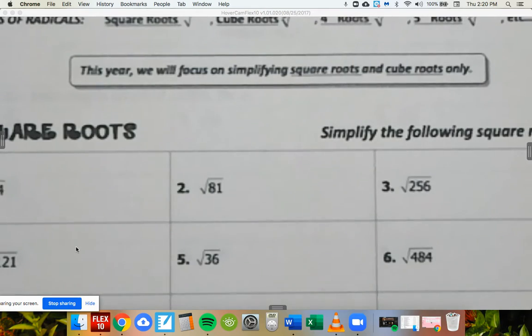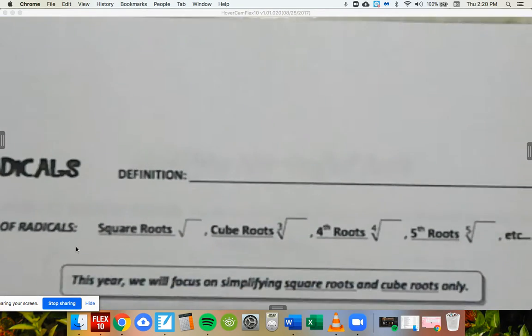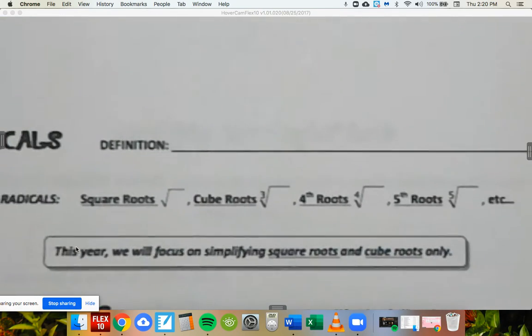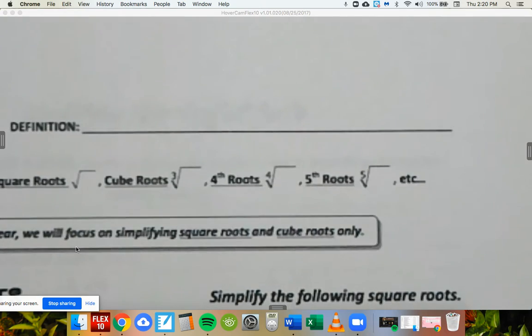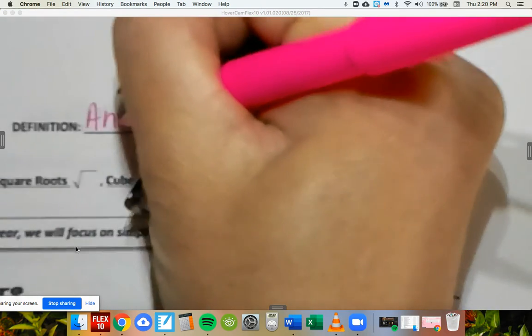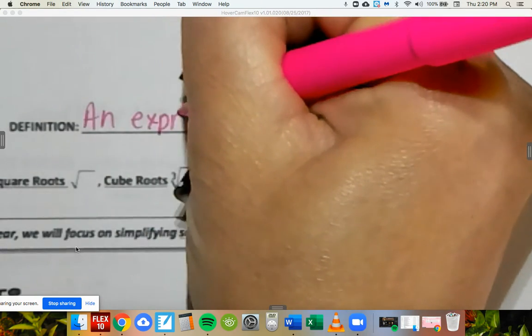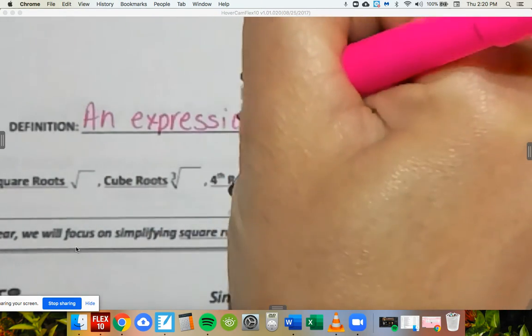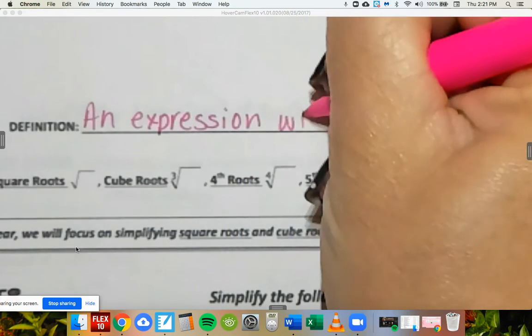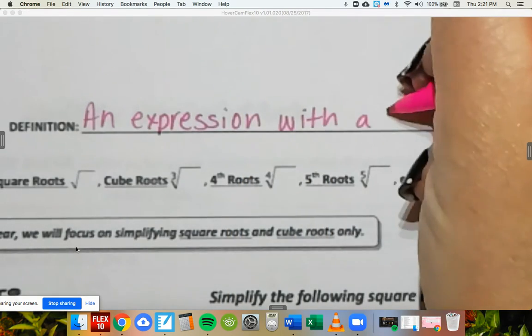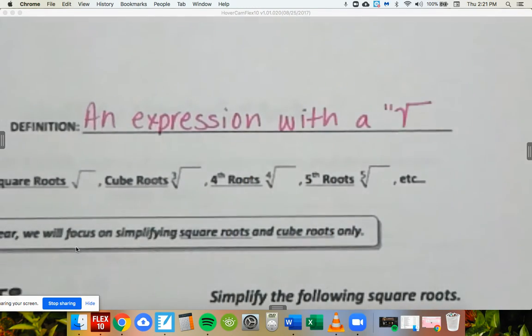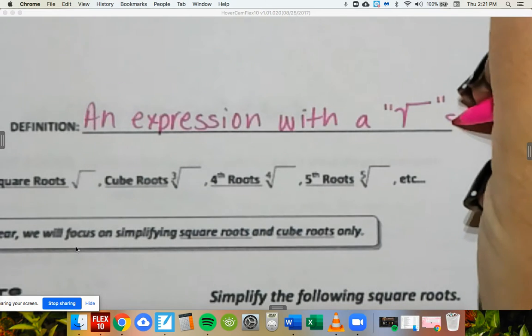Here we go. Radicals. What is the definition of a radical? It is an expression with a symbol.